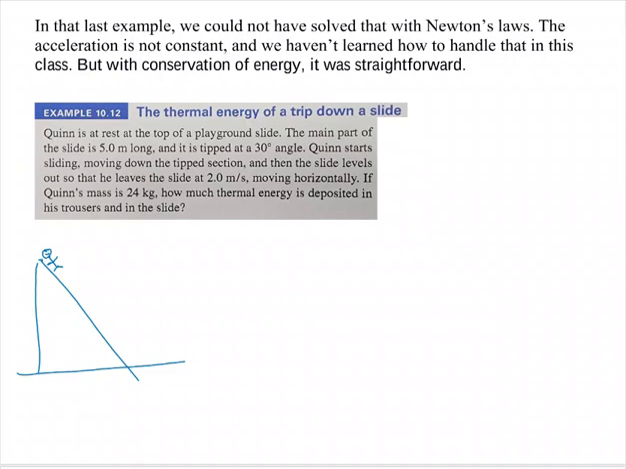All right. What do we know? The slide itself is 5 meters long, and it's tipped at a 30-degree angle. So does that mean from the horizontal? 30-degree angle, yep.